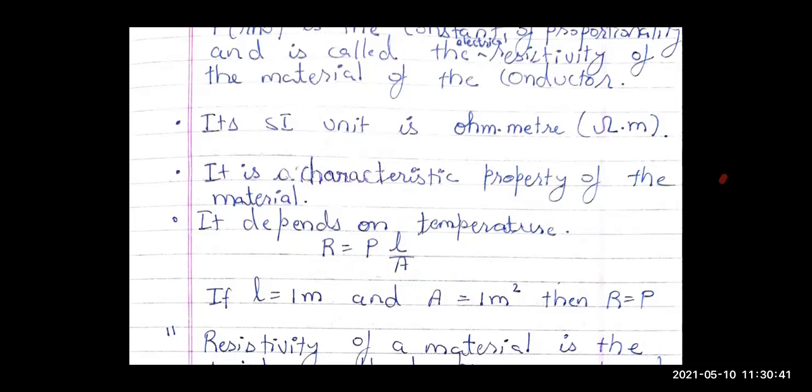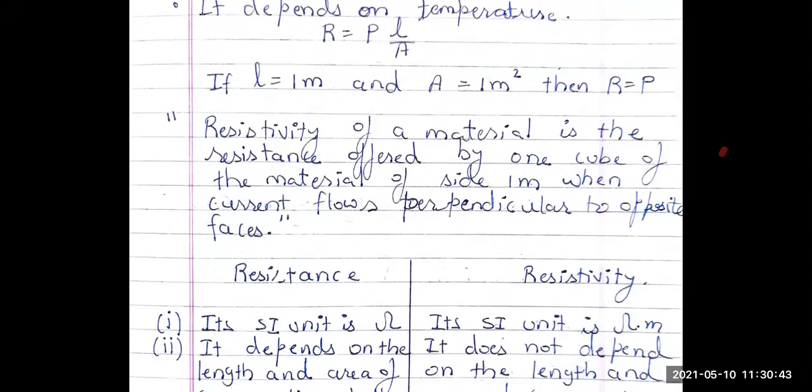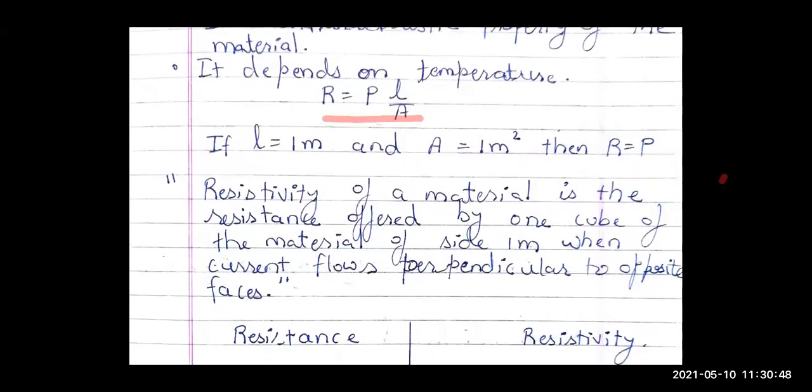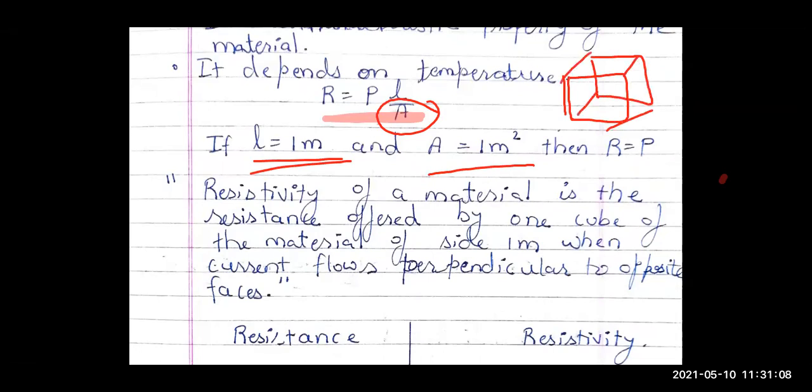Now let's go to the definition of resistivity of a material. How will you define resistivity of a material? So children, we will take the help of this formula. In this formula, if I take the length of the wire to be 1 meter and I take area as 1 meter square, meaning length is 1, area is 1. So I am having a cube whose length is 1 meter and whose area is 1 meter square, right? So it is a cube of side 1 meter.